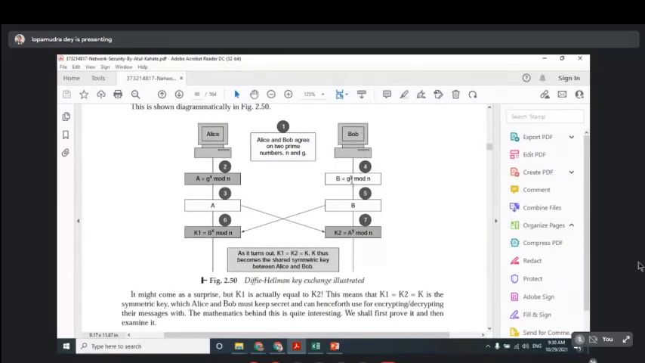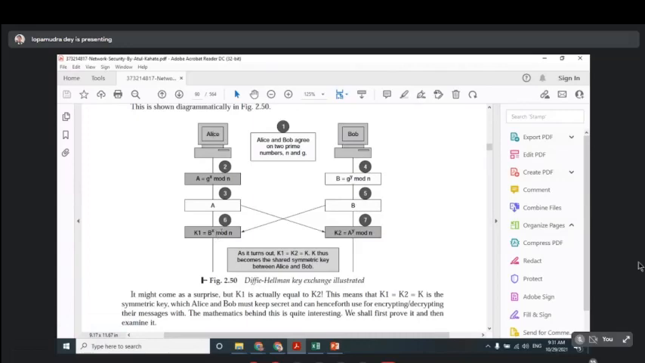Bob will perform g to the power y mod n. Y is the secret key of Bob. So Bob performs g to the power y mod n, this B will be generated, and this B will be shared to Alice.